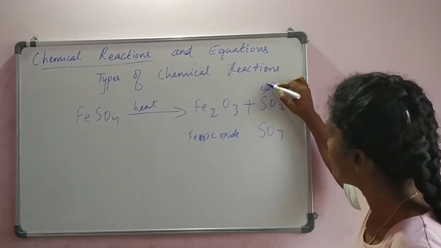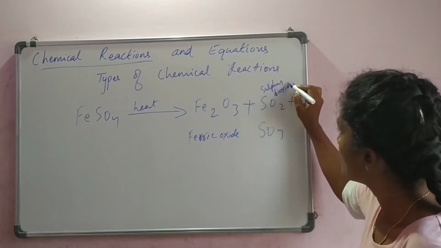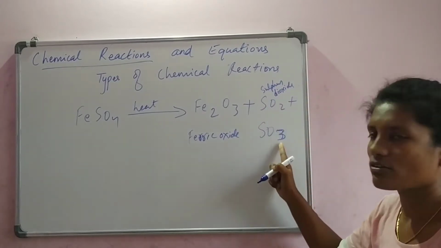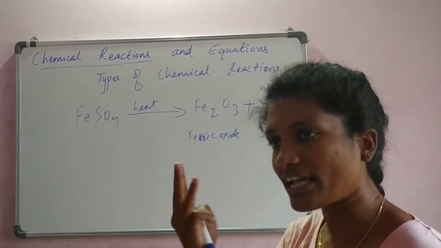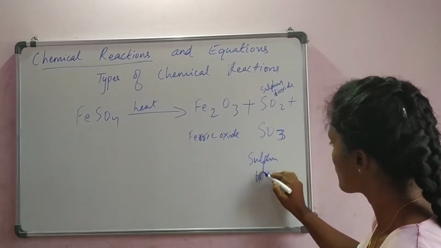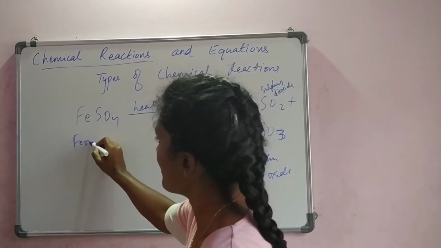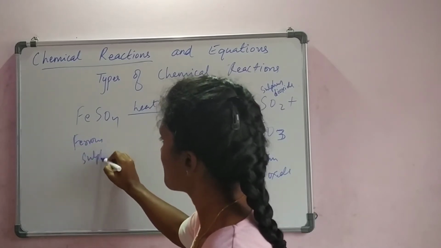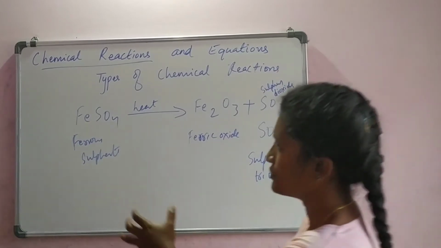It is sulfur dioxide. So this is sulfur trioxide. Can you see there are 3 oxygen atoms? So it is sulfur trioxide. Okay. So this is ferrous sulfate. So which is a perfect example for thermal decomposition.